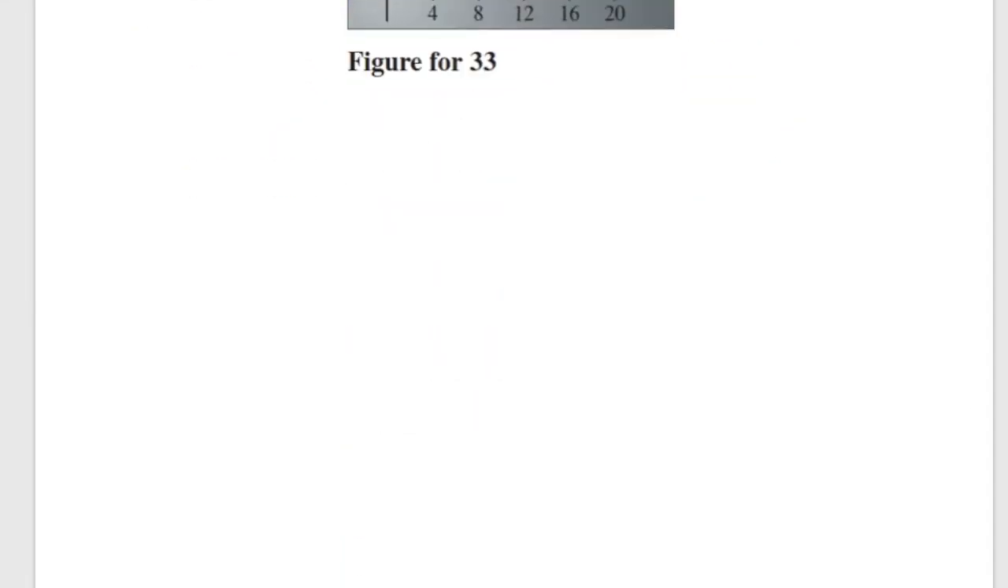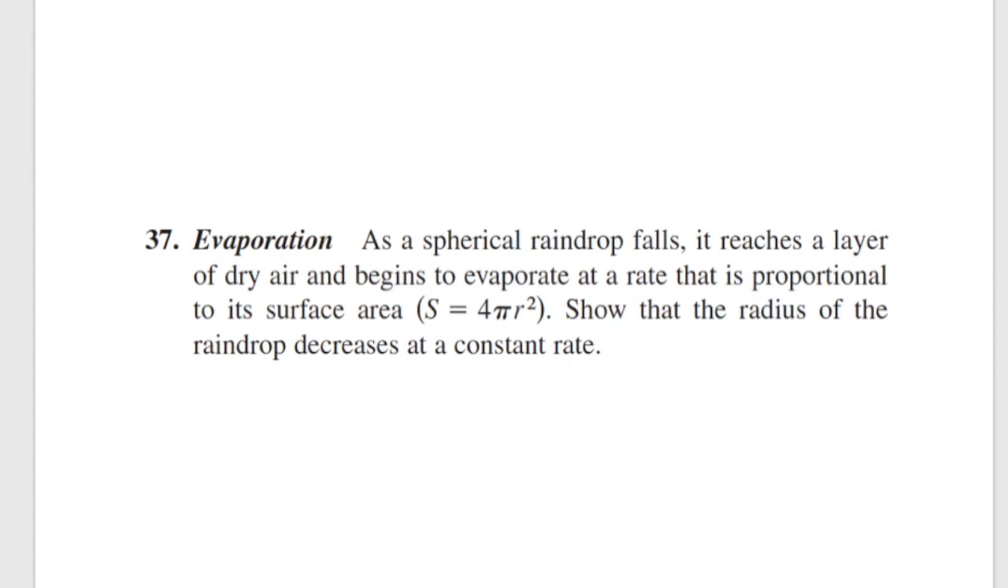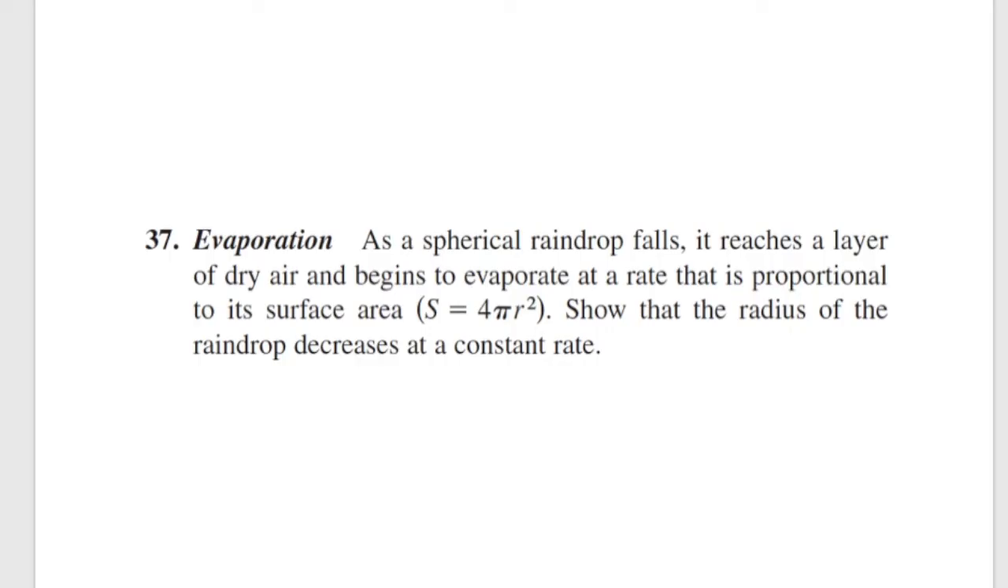We are going to move on to one last effort in this section full of complex ideas and complex problems. It's about evaporation. As a spherical raindrop falls, it reaches a layer of dry air and begins to evaporate at a rate that is proportional to its surface area. Show that the radius of the raindrop decreases at a constant rate.